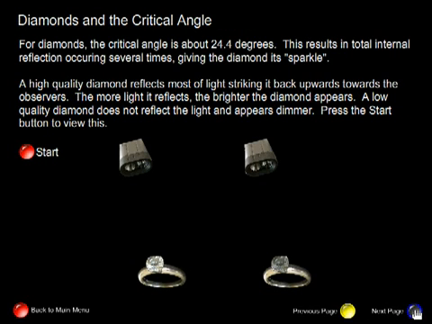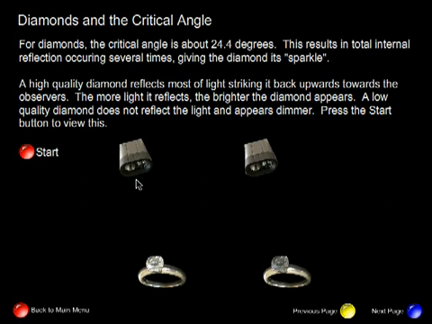For diamonds, the critical angle is much smaller. It's about 24.4 degrees. This results in total internal reflection occurring several times, giving the diamond its sparkle. Now, a high-quality diamond reflects most of the light striking it back upwards towards the observers. The more light it reflects, the brighter the diamond appears. A low-quality diamond does not reflect the light and appears dimmer.